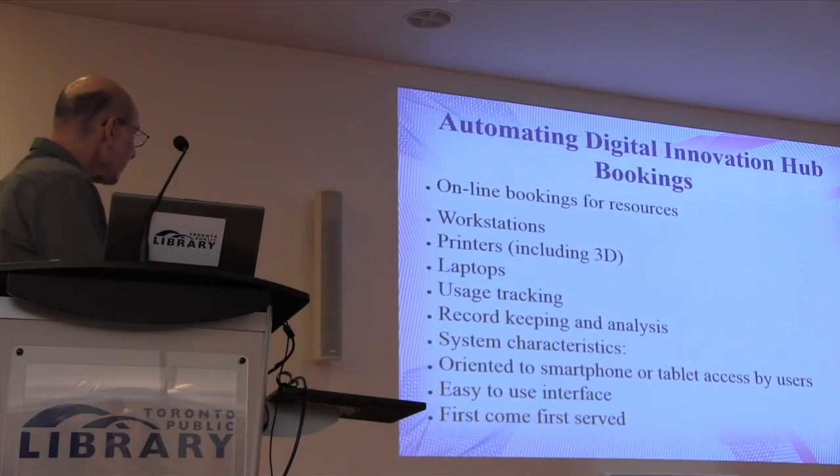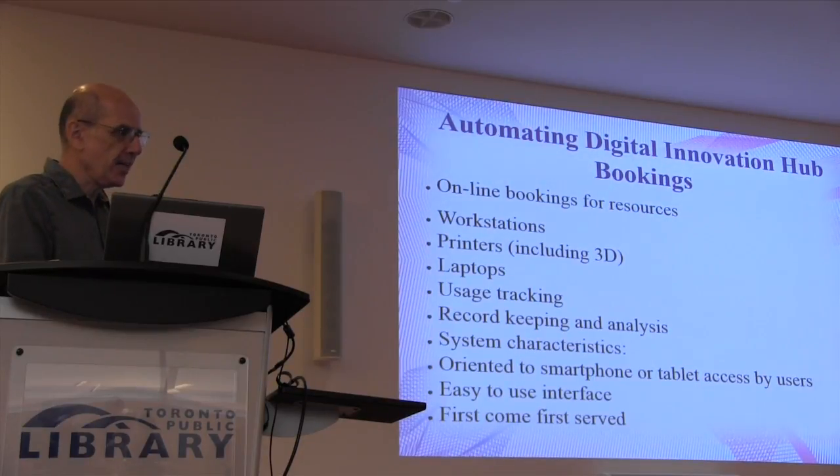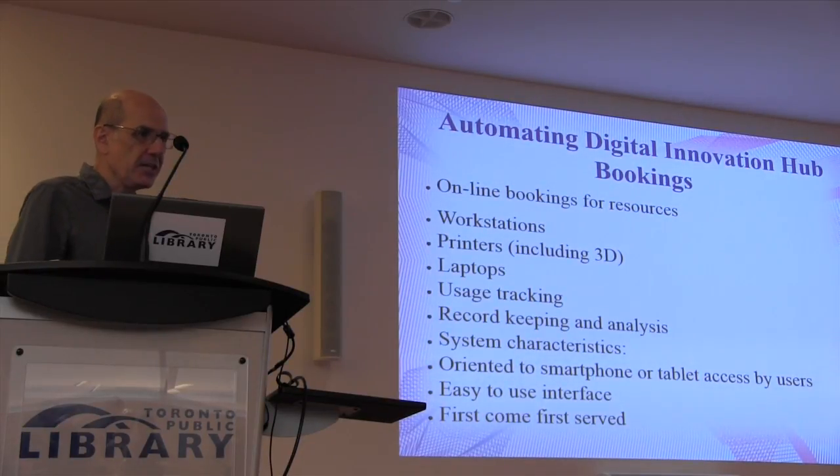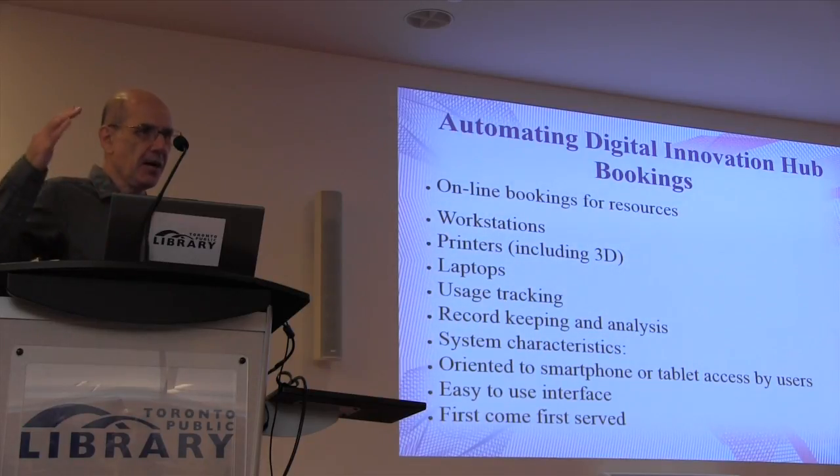So the idea is the online bookings are for resources. We have workstations, printers, laptops. Each resource is designed to have a series of attributes. The attributes then form the basis of a menu. So I say I want a laptop, and it says, okay, this is the kind of laptop you can get.